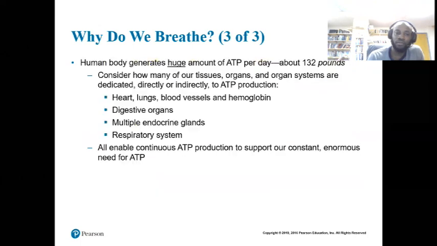All right. Humans generate huge amounts of ATP per day, about 132 pounds. It's a lot of energy. So that's why we're constantly creating carbon dioxide and constantly using oxygen. That's why we need to breathe at all times. This ATP helps power our organs, our digestion, our going to the bathroom, all different activities that our cells do.